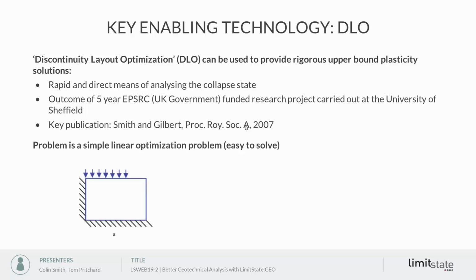It's relatively easy to explain how it works. So here's a very simple scenario. We have a rectangular block of soil supported on its base on its left-hand side, and we have a surface load.